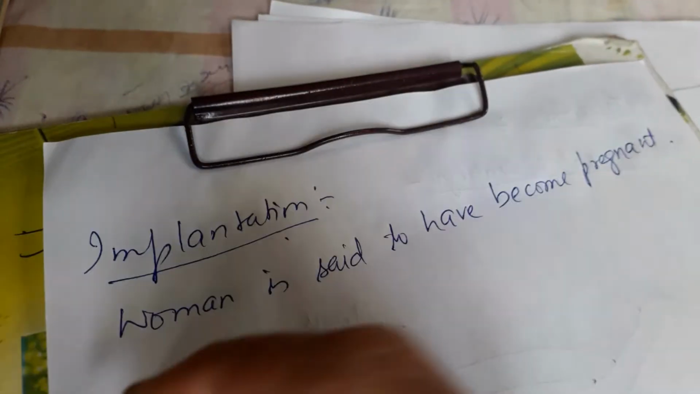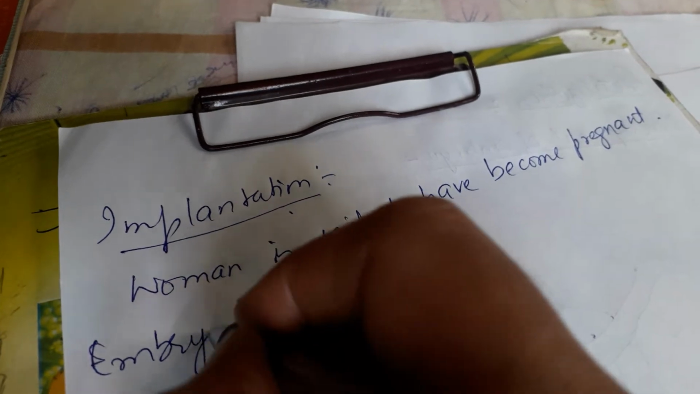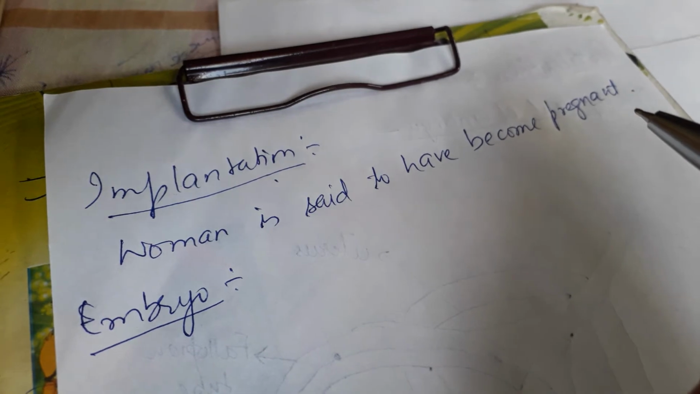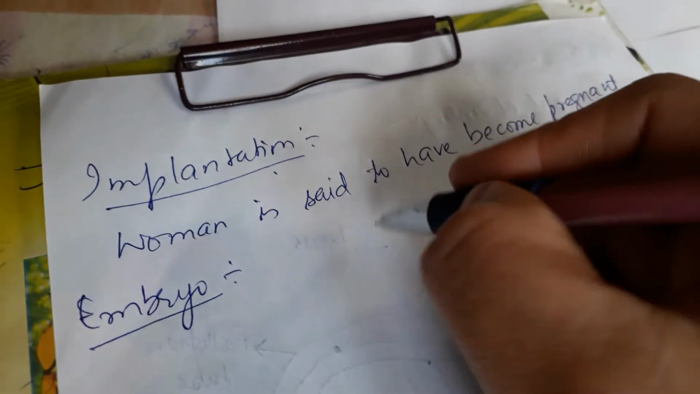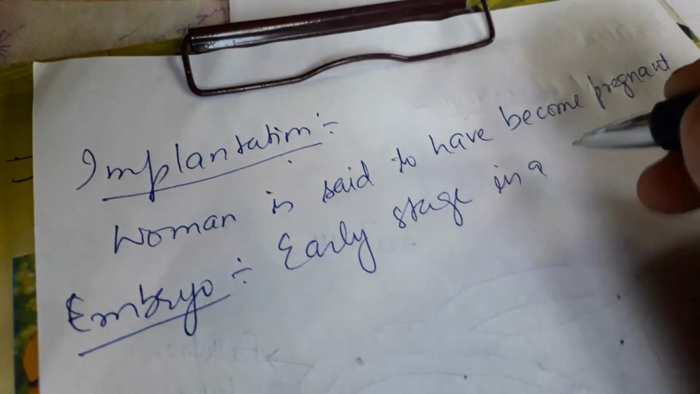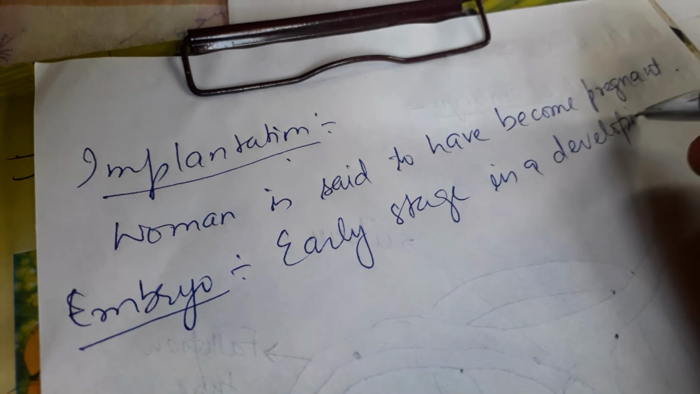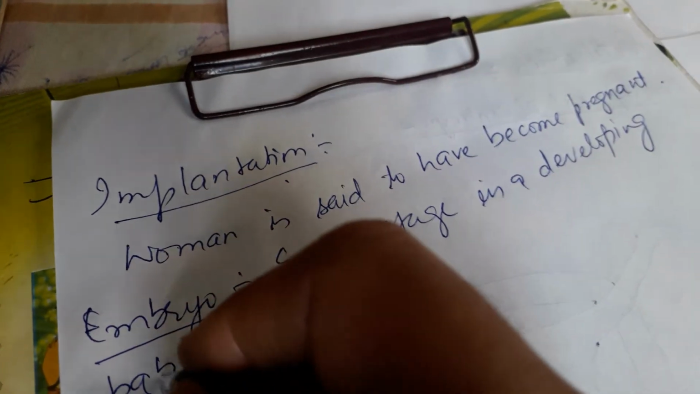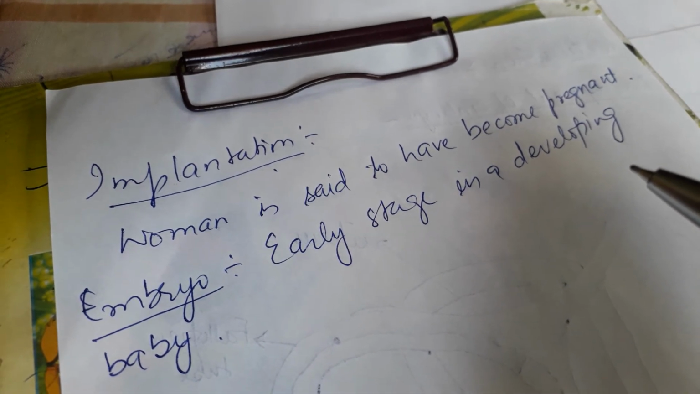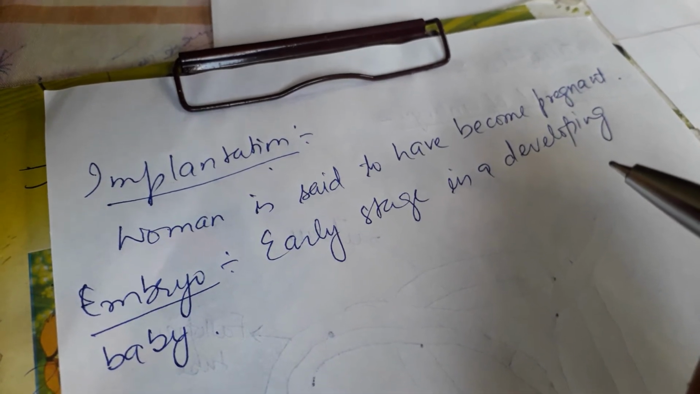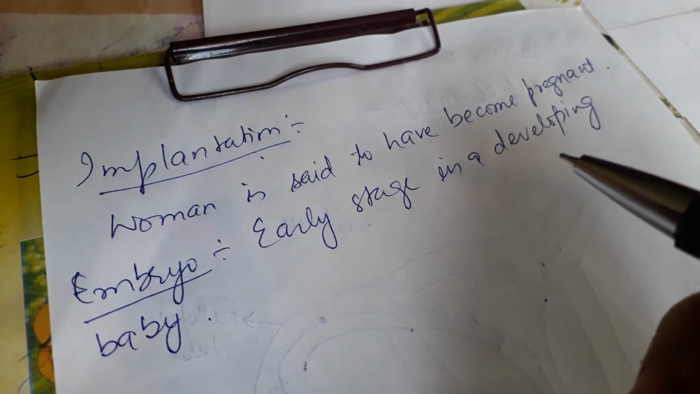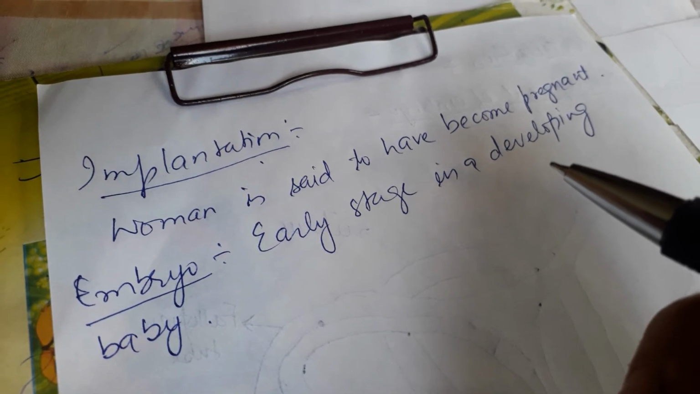So what is an embryo? Embryo होता क्या है? अगर हम simple definition इसके लिए embryo की, so embryo, it is an early stage in a developing baby. Thus, an unborn baby at an early stage of development in the uterus is called an embryo. So this unborn baby remains an embryo in the first 8 weeks of pregnancy.